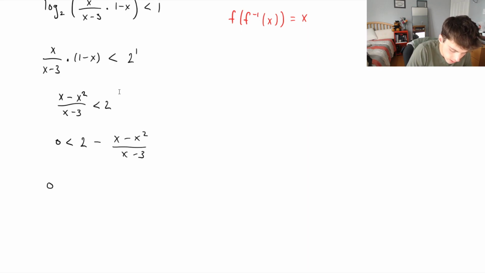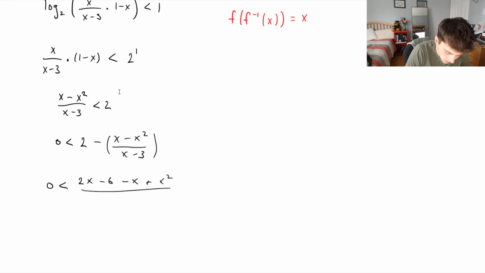Now let's just do some algebra. We've got now 2x minus 6 minus x plus x squared over x minus 3. Great. That was just multiplying the first term by x minus 3. We can simplify this now. 2x minus x is plus x, so we've got x squared plus x minus 6 over x minus 3.